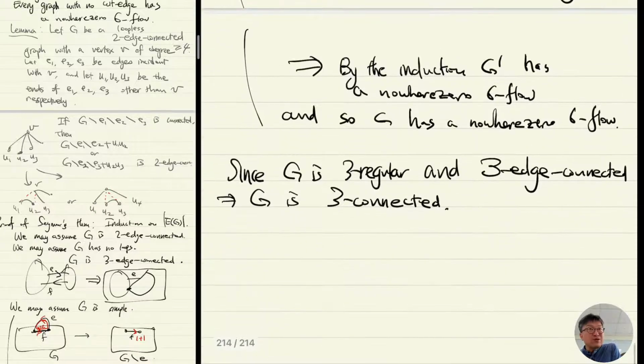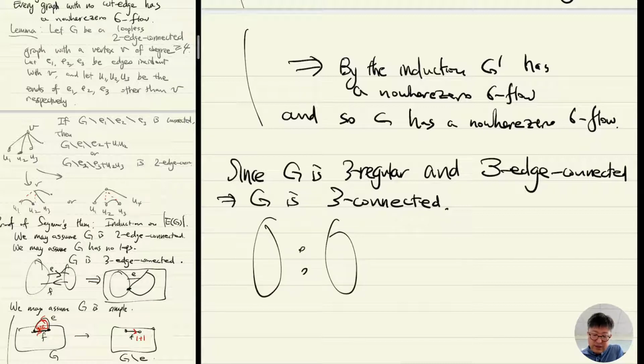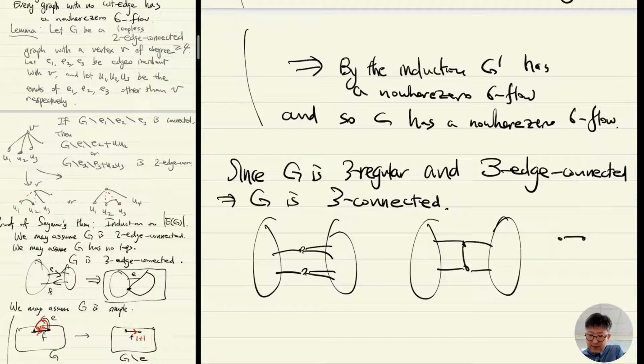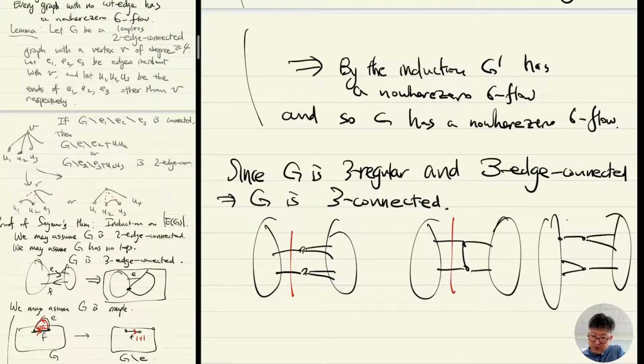Okay? Now so far we only try to assume many things. And this works even if we replace 6 by 5. Which means that if we want to prove the 5-flow conjecture, it's enough to assume the graph is three-regular, three-edge connected, simple, right? And a three-regular and three-edge connected graph has the nice property that actually it is three-connected. Why? Because if it's not three-connected, you have a vertex cut of size 2, right? But since it's three-regular, it may look like one of these three, right? But in all cases, you can find a cut of size 2. So that's why it's three-connected.